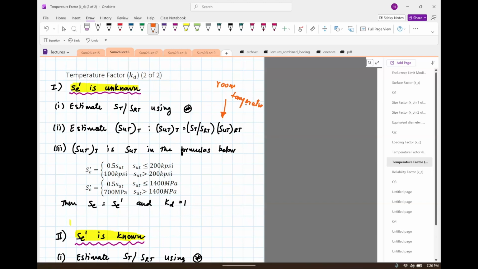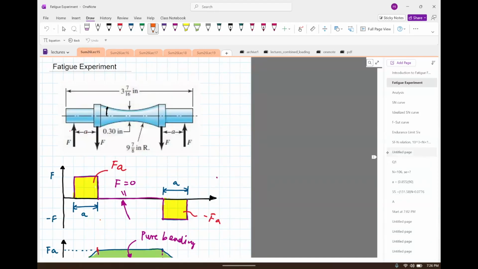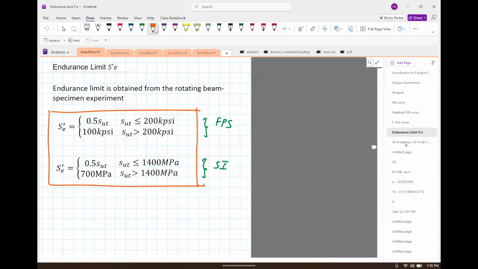In other words, when they do that stress testing, which we talked about probably in the first class, that's done at room temperature, and that is available to you in any table. This is a way of computing the ultimate strength at a different temperature. Finally, you basically find SC prime from this formula. Now, this formula is not new. You have seen this formula before. It's exactly this formula, right here, yeah, this formula.